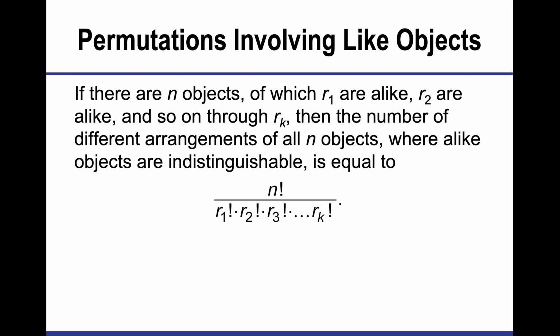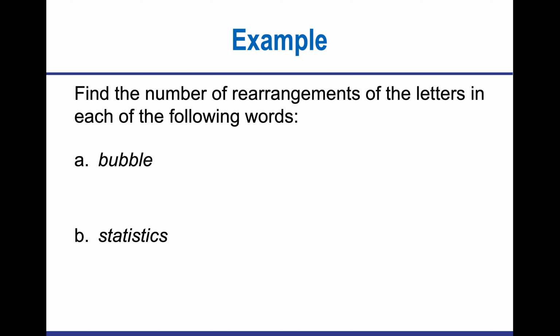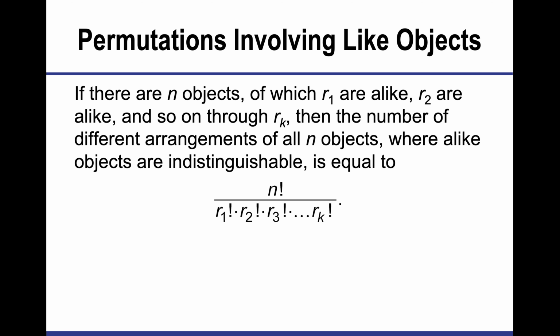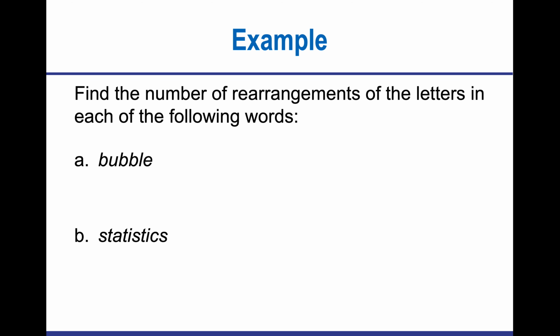Permutations with objects that are alike are going to be a little bit different. In an arrangement of n objects, if I have like objects that are indistinguishable, then I would utilize this different formula here. So what are like objects? Find the number of arrangements of the letters of each of the following words. So I have 3 B's in common here.